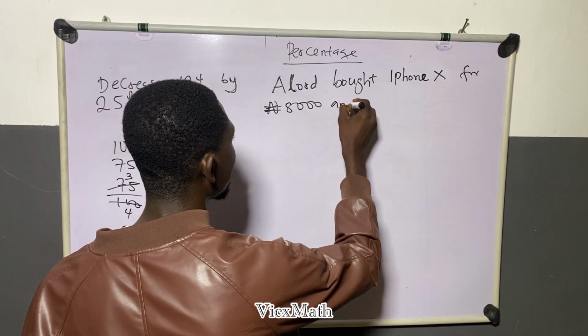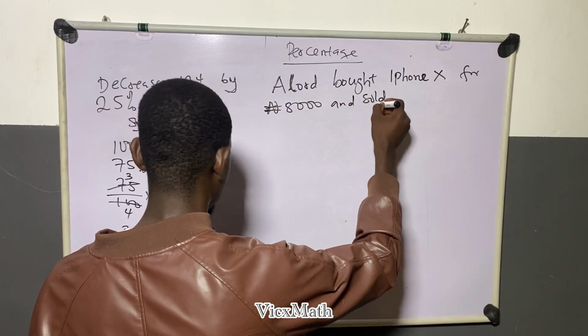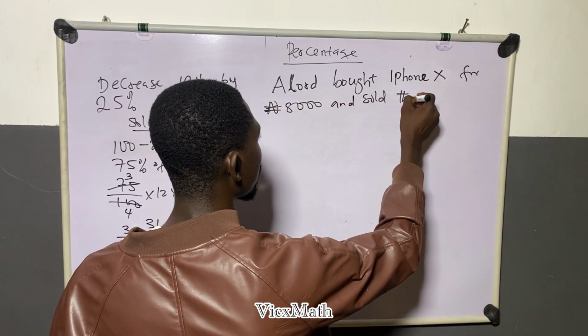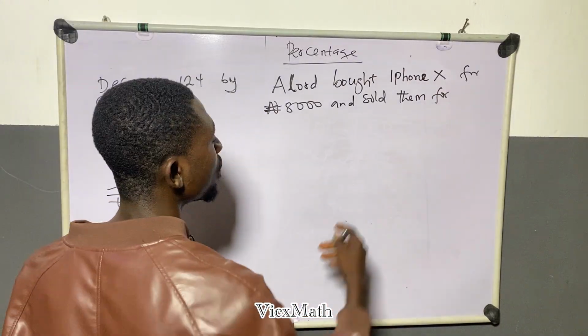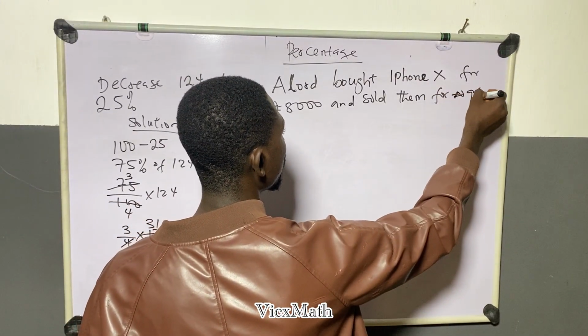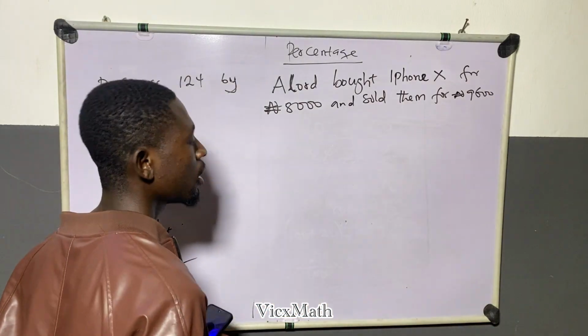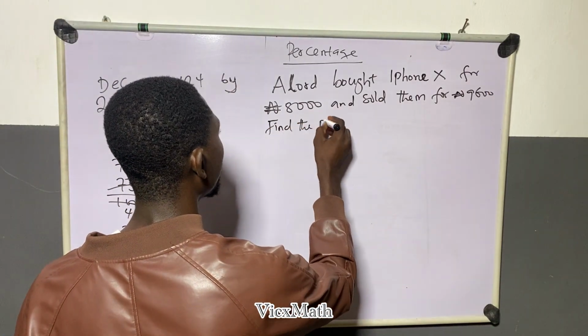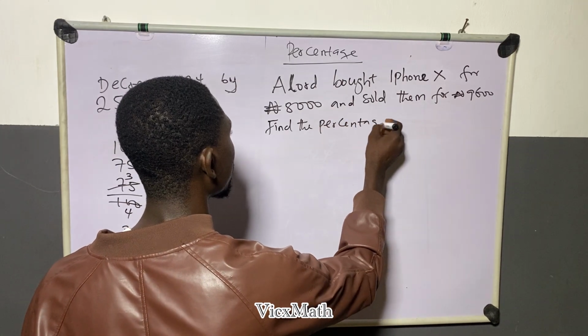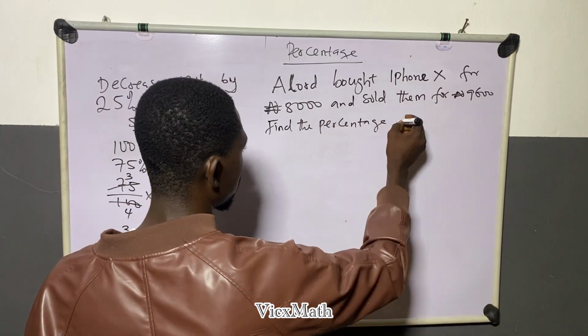8,000 and sold them. You know that A-Lord is not greedy. He's not a greedy businessman. Sold them for 9,600. Of course, you should know the profit already. So find the profit percent. Find the percentage profit.